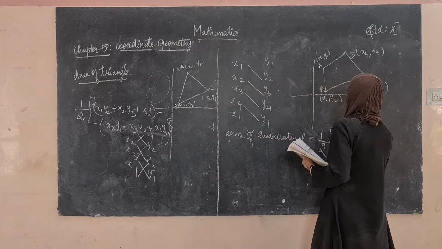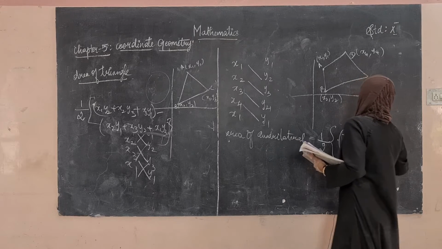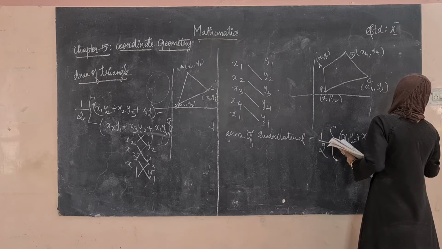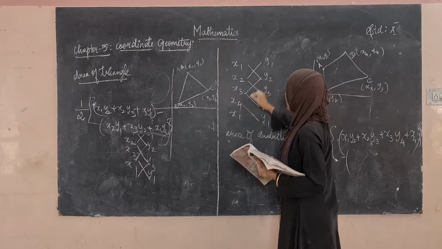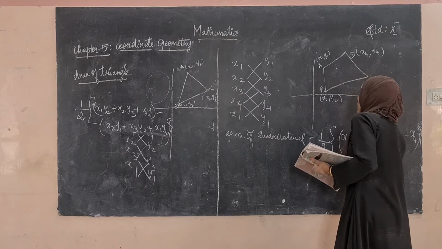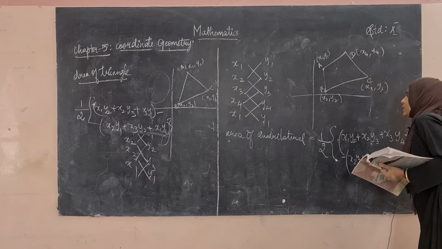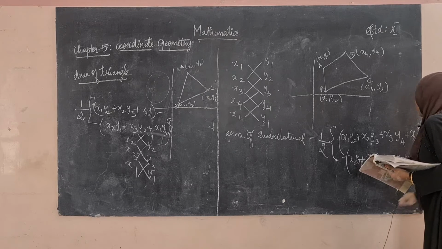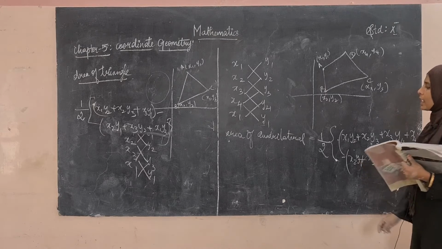x1 into y2 plus x2 into y3 plus x3 into y4 plus x4 into y1 minus of, and again goes like this, x2 into y1 plus x3 into y2 plus x4 into y3 plus x1 into y4. Okay, this is the formula for finding the area of a quadrilateral.